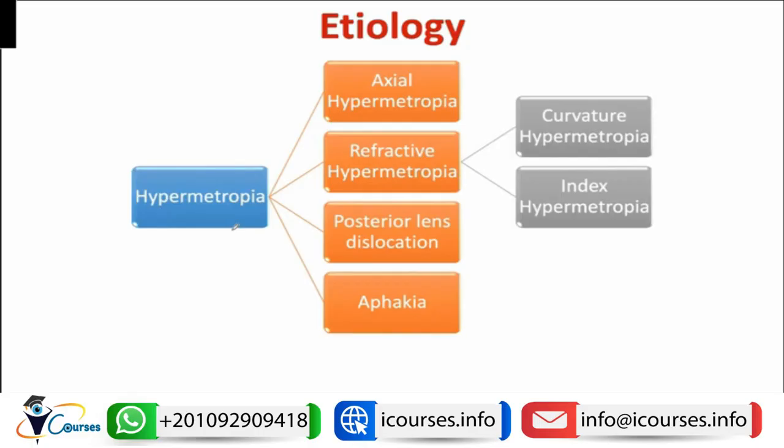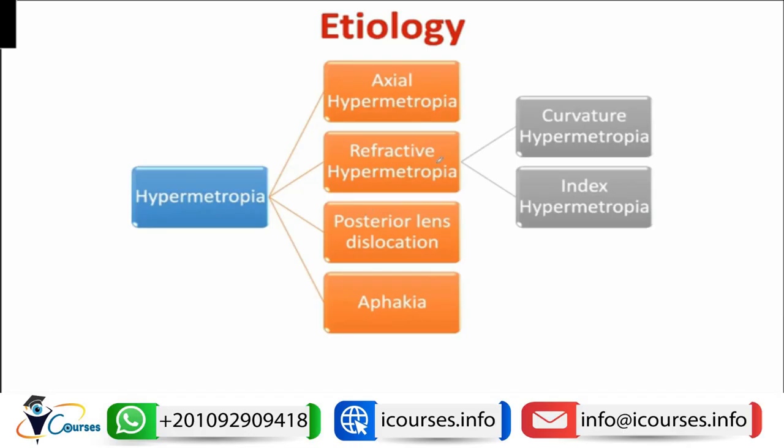So what are the different types of hypermetropia? The first type of hypermetropia will be the axial hypermetropia, which is the simple one, in which we have a small refractive error, or a small axial length of the eye. That's why the light rays will come to a focus behind the eye.